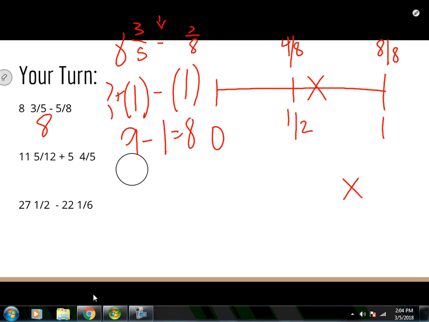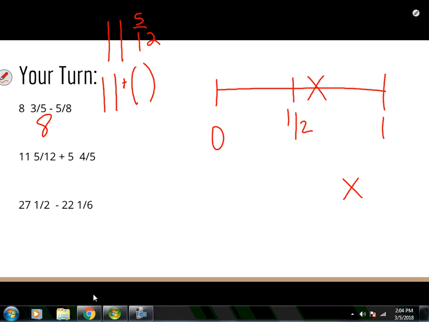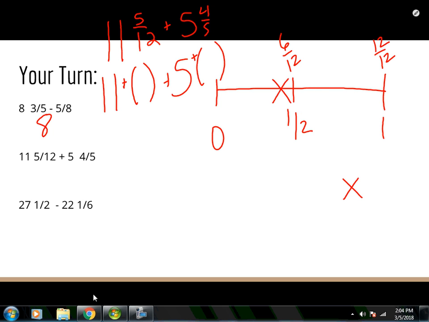All right, let's look at the next one. We have 11 and 5/12. Again, we have to add our whole number to our estimated fraction, plus 5 and 4/5. So let's do our 5/12. 12 out of 12 would be a whole. 6 out of 12 would be half. If we have 5 out of 12, that's less than half, so we go to 0 for it.